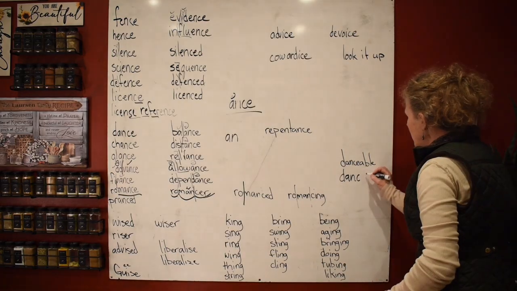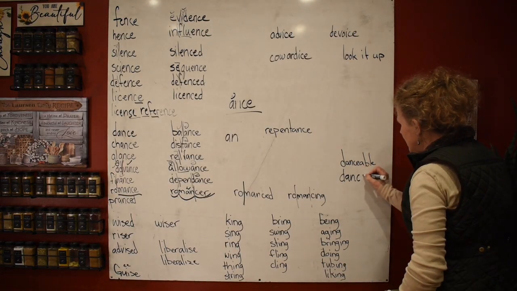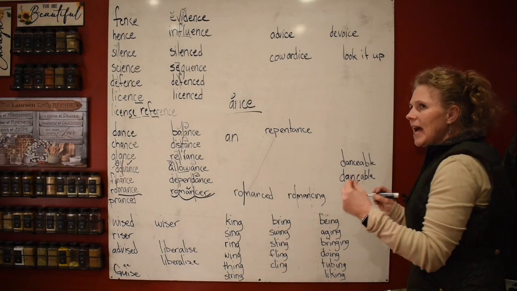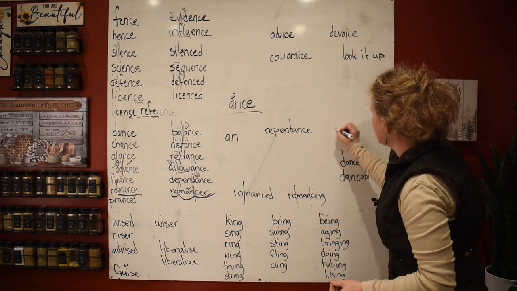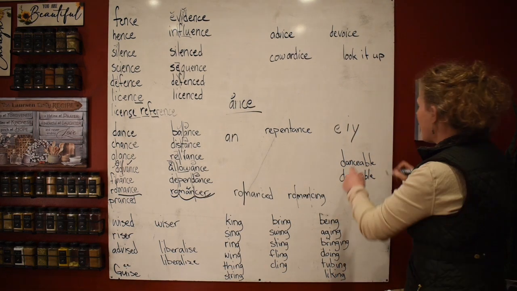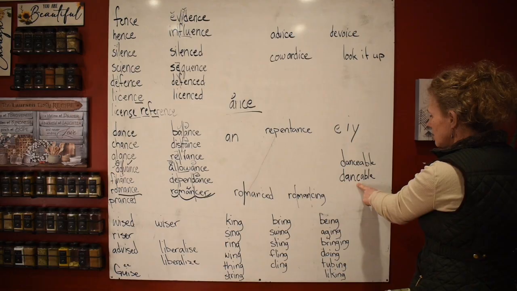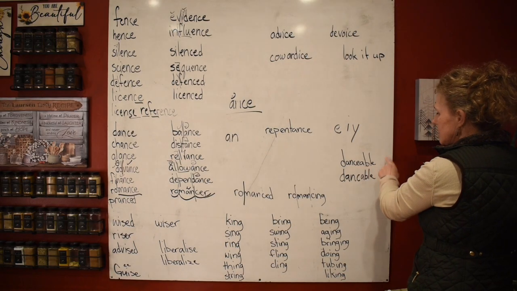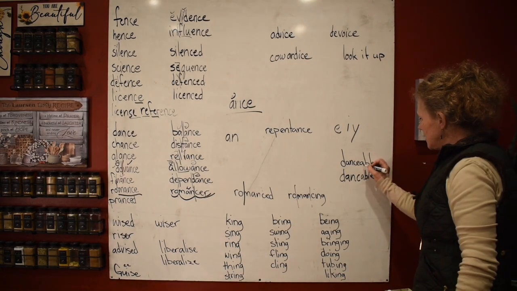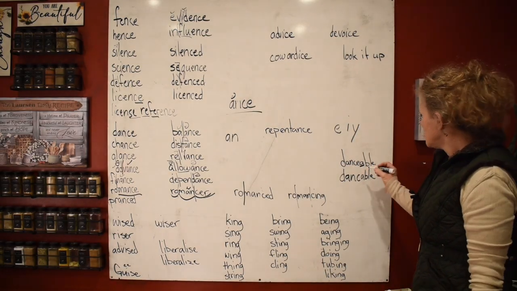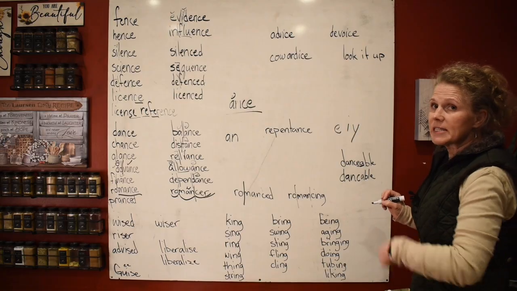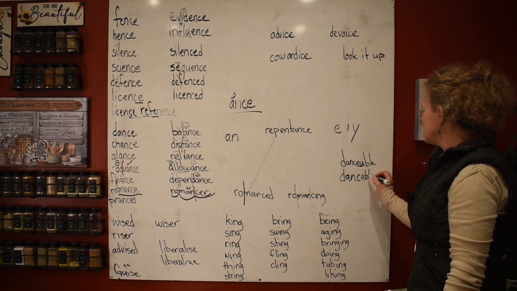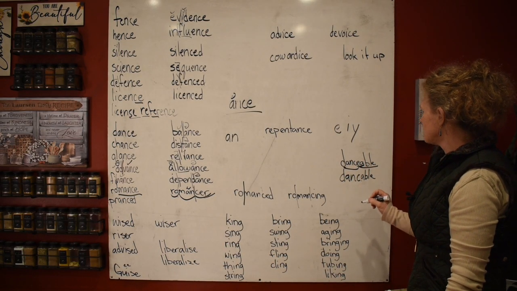But if we did A-B-L-E, it would say dankable, because a C has to be followed by an E, I, or a Y for it to get the sound right here. So you have to be careful dropping the E when you're adding on a suffix, something like this, A-B-L-E. Is this an E, I, or a Y? No. So you do not drop the E, you just add it on, because it would say dankable instead of danceable, what we want it to say.